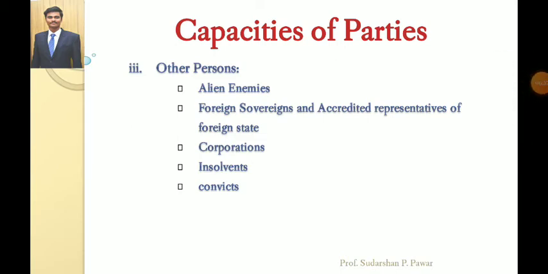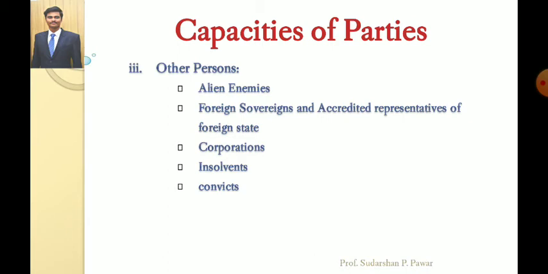Contracts with alien enemies are void, but if an alien enemy is allowed to stay in India, the central government may grant him permission to contract as well as to sue in an Indian court. The second point is foreign sovereigns and accredited representatives of a foreign state. They can enter into contracts but cannot be sued in our law courts without obtaining permission from the central government.